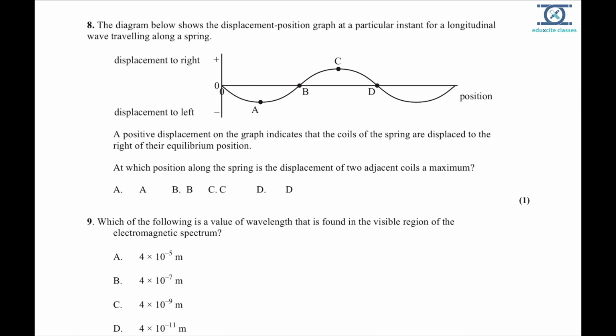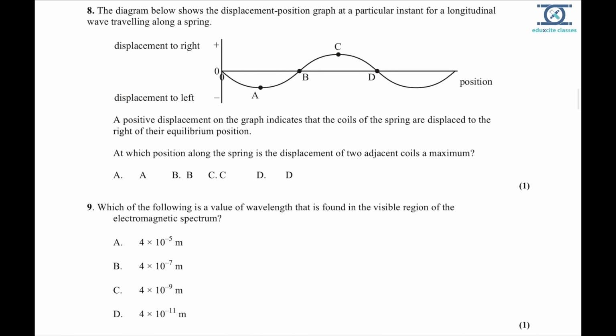Now again, question number 8. This is a very good equation. So the diagram shows the displacement position graph for a longitudinal wave of a spring. A positive displacement denotes the coils of the spring are displaced to the right of the equilibrium position. At which position along the spring is the displacement of the two adjacent coils maximum?